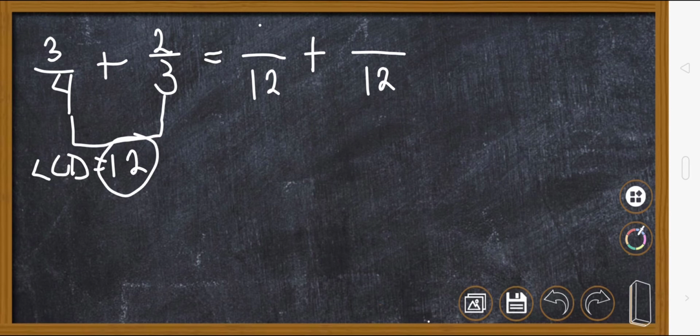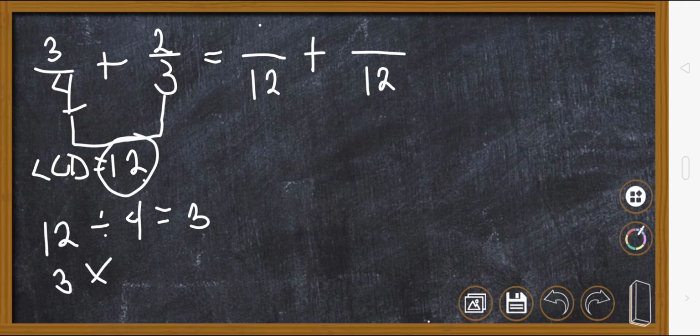So, let's divide the LCD by the old denominator for our first numerator. So, divide the LCD by the denominator 4. 12 divided by 4, that gives us, tama, 3. Then, yung sagot natin, 3, will be multiplied to our numerator. So, 3 times 3 is equal to 9. Tama. Yung sagot natin will become the new numerator. So, we're able to get the numerator for our first fraction.